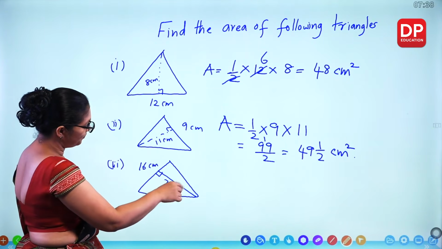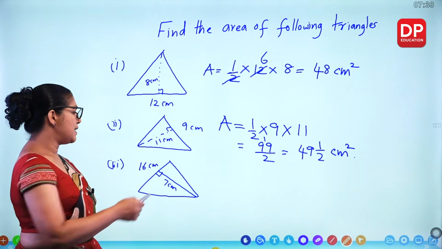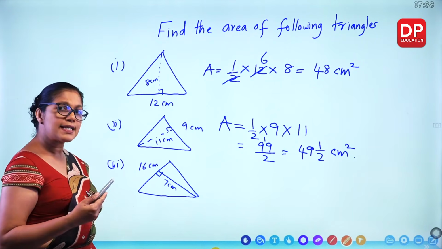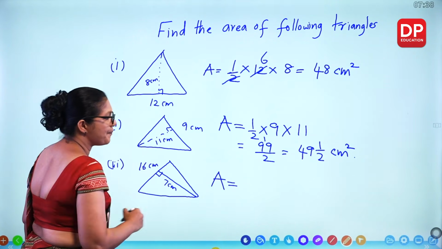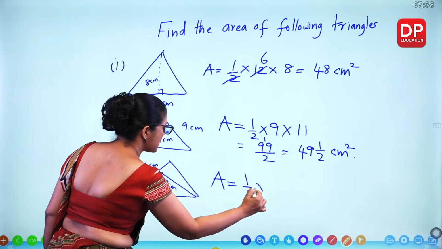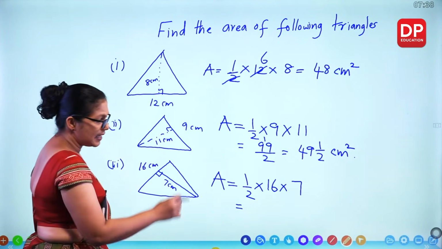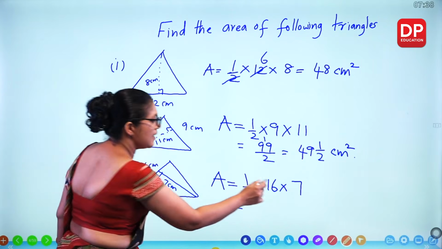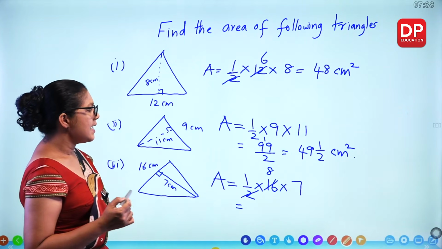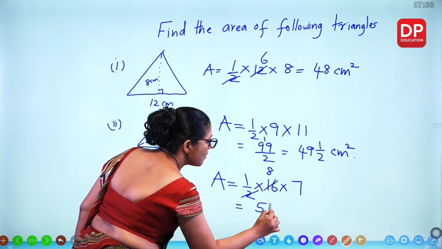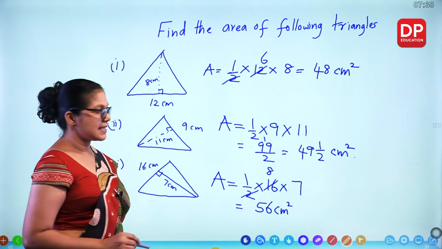This one, again, perpendicular height is given 7 centimeters and the base is given 16 centimeters. So how can we find the area? Half times 16 times 7. Here we can simplify. 16 and 2 we can simplify as 8. 8 times 7, 56 square centimeters.